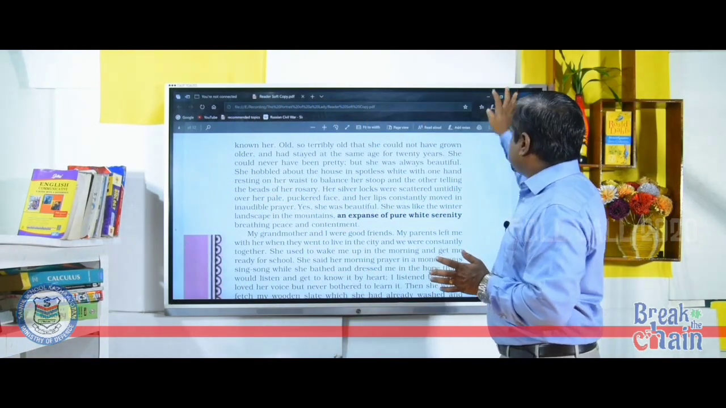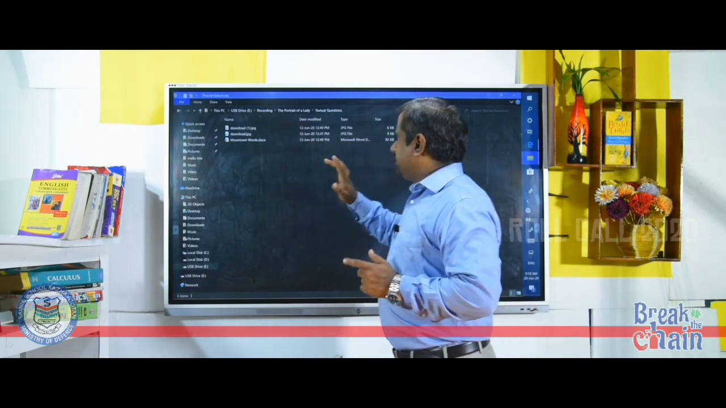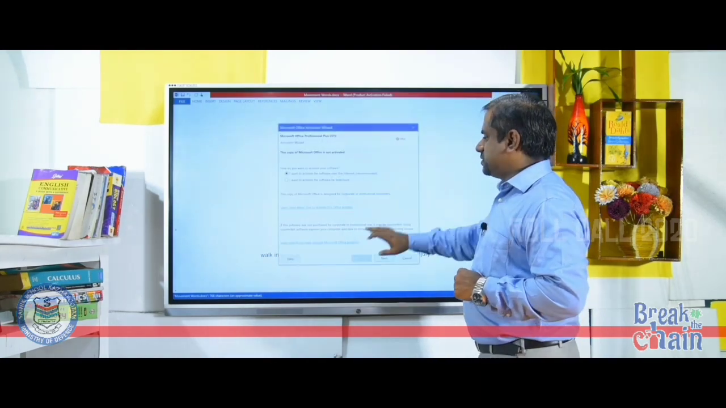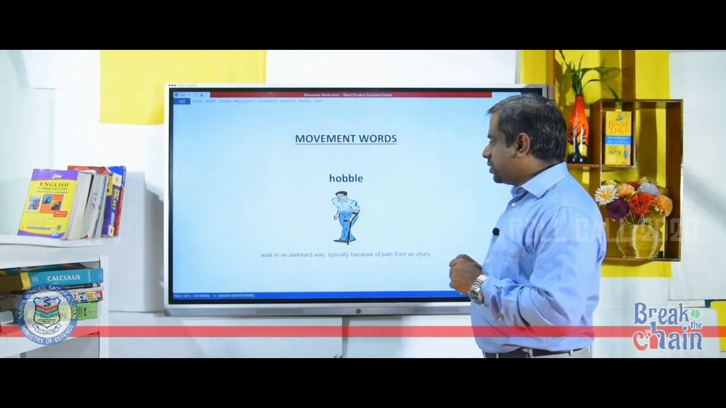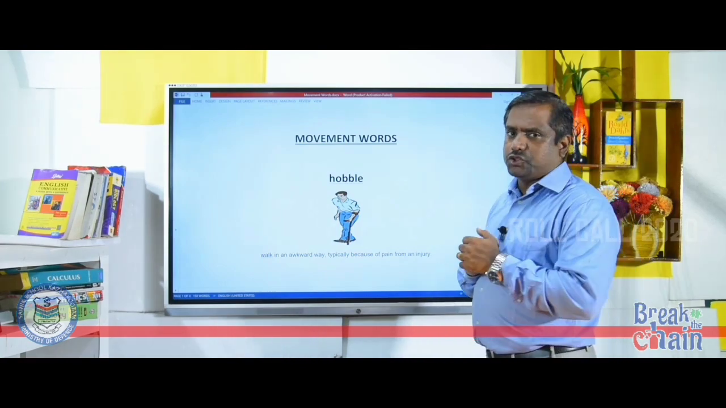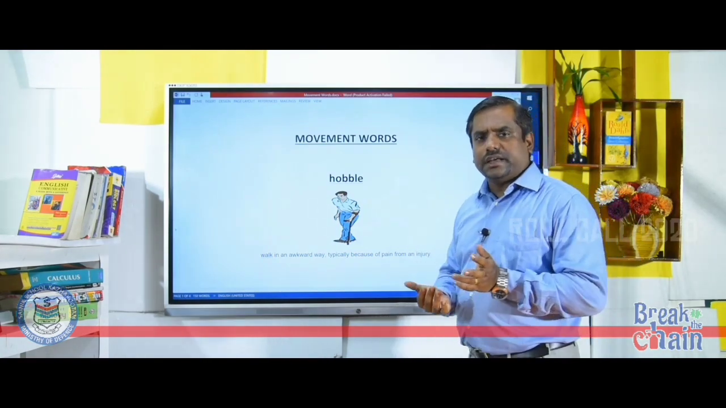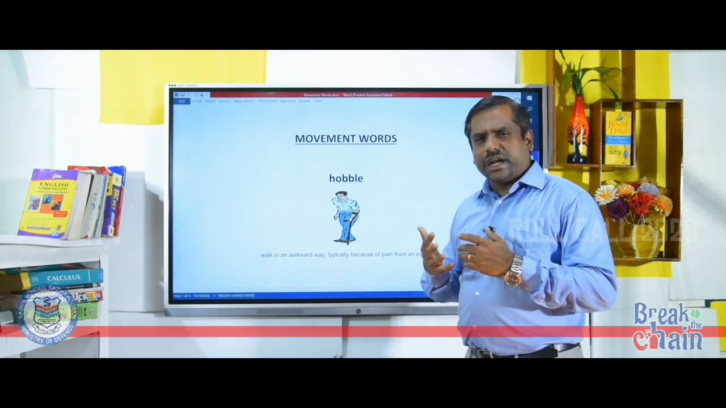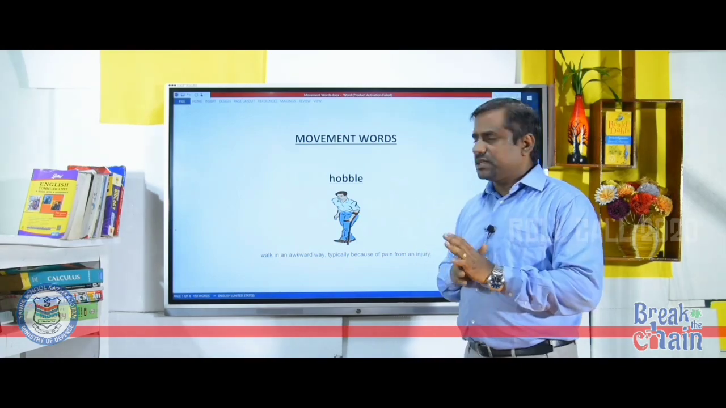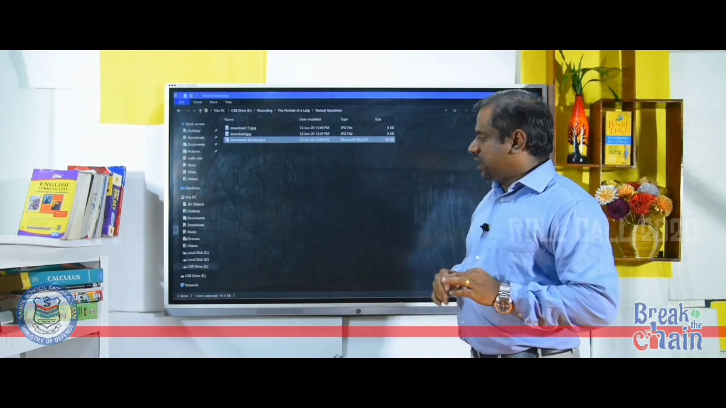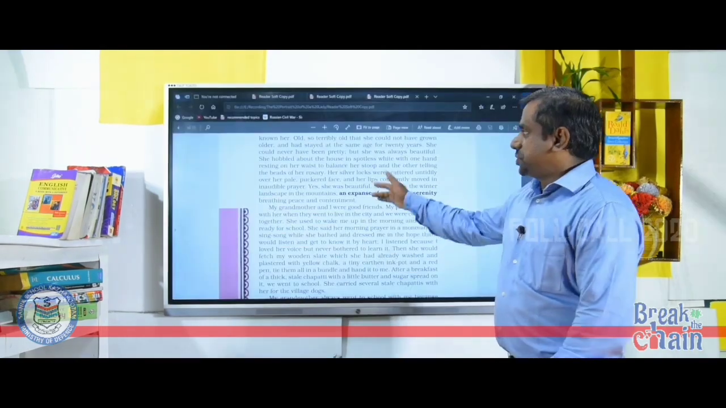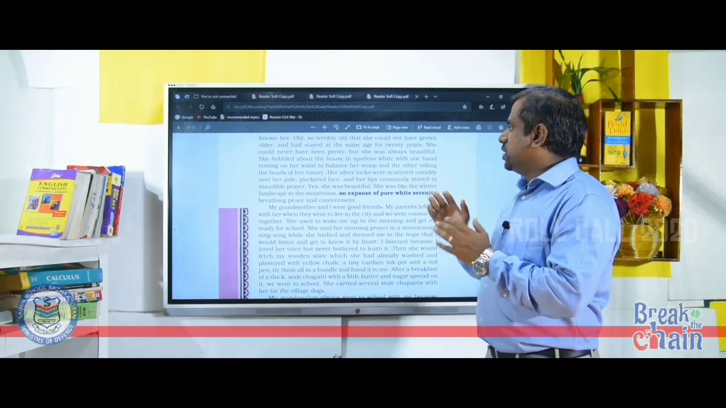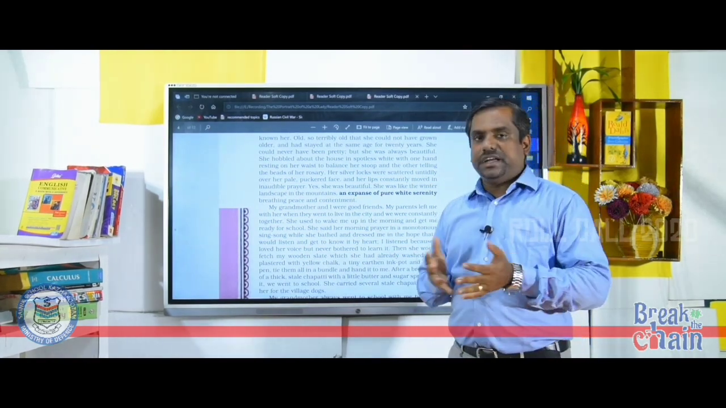I have a picture to substantiate what hobble is. It is a movement word. This is what hobble is: to walk in an awkward way, typically because of pain from an injury. So we don't know whether she has met with any accident or that accident has developed into a kind of severe pain, the result of that accident. We don't know. But anyhow, maybe because she was pretty old, she had to hobble. So she hobbled about the house in spotless white with one hand resting on her waist to balance her stoop, and the other telling the beads of her rosary.